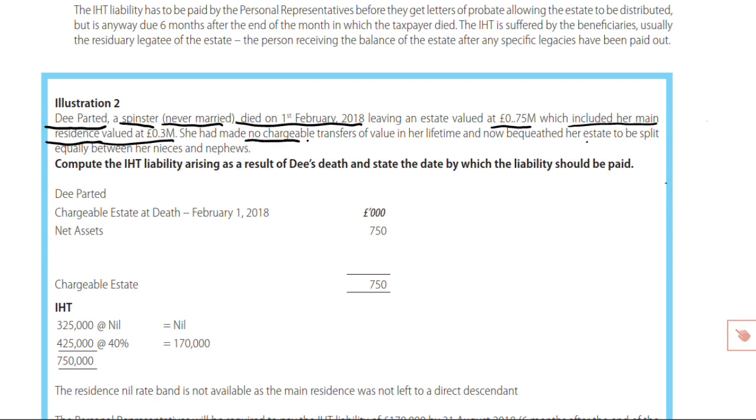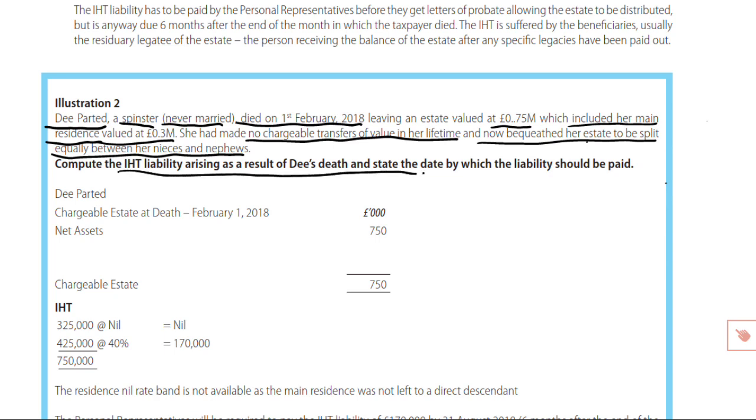She had made no chargeable transfers of value in lifetime and now bequeathed her estate to be split equally between her nieces and nephews. Spinster, never married, no husband, no spouse exemption therefore to apply, and no kids, and that means that, well, her nearest and dearest are her nieces and nephews. Compute the IHT liability arising as a result of D's death and state the date by which the liability should be paid.